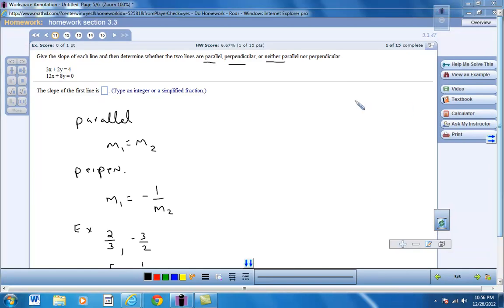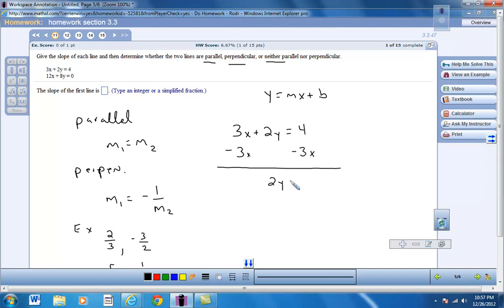So just like before, as long as we get it to be y equals mx plus b, we could identify the slopes. Let's look at our first equation. 3x plus 2y equals 4. So subtract 3x from both sides. 2y equals negative 3x plus 4. Divide by 2 in order to get y by itself. You get negative 3 over 2x plus 2. Here we see that our m, our slope, is negative 3 over 2.